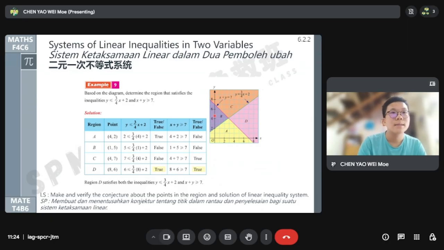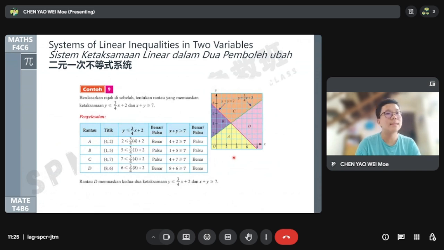Like this. Based on the diagram, determine the region that satisfies these two inequalities. First thing, you need to check the graph, check the line. Let's say this is x plus y. This one is larger. Larger means it goes up, right? Goes up. If like this, smaller, goes down. Here is go up, here is go down. So the common region is this one. Untuk BF pun macam ni saja.